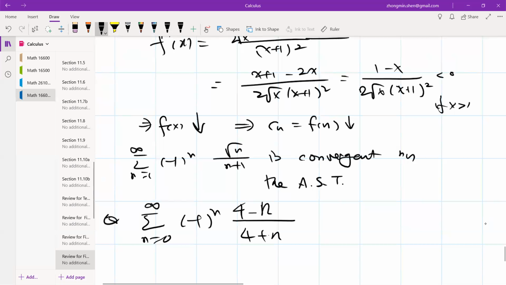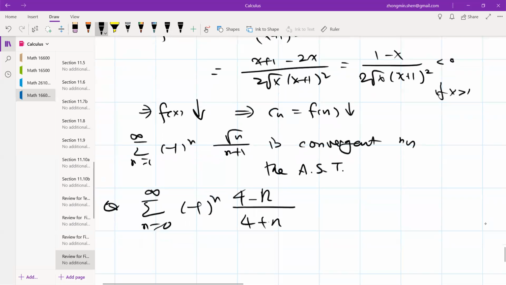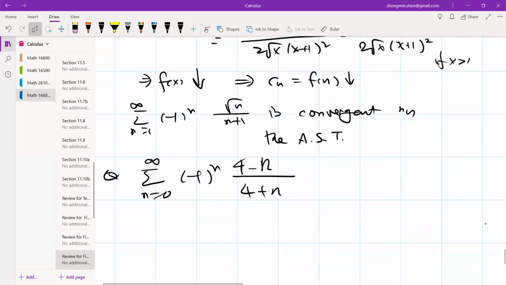Okay, so this is divergent. And how do you prove it? Think about it. If I tell you it's divergent, I don't know how you prove it. First of all, if you think this is a bn, the bn is negative for large n because of 4 minus n. I have to switch the order, so n minus 4 over n plus 4. This is not going to converge to 0.